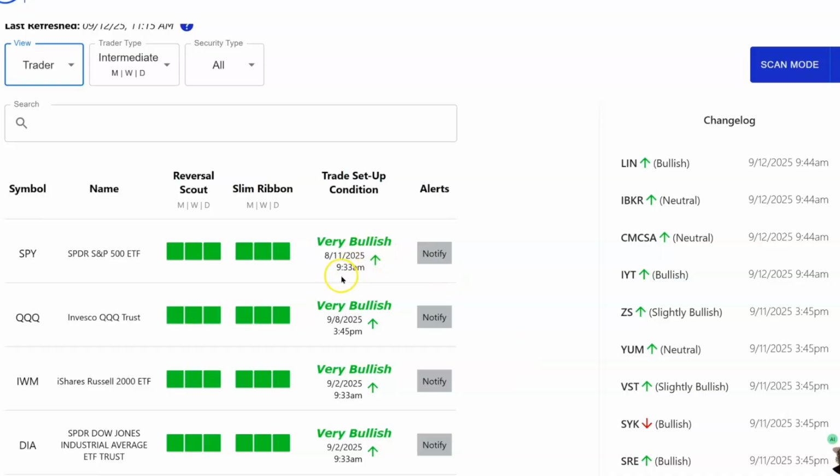Here the SPY on August 11th went from bullish to very bullish, and you can see these dates where it went from bullish to very bullish, and it's just telling you if you're an investor, or a longer term position trader, well, the market has kept you on the long side. Looking at that, I think it's really important for you.